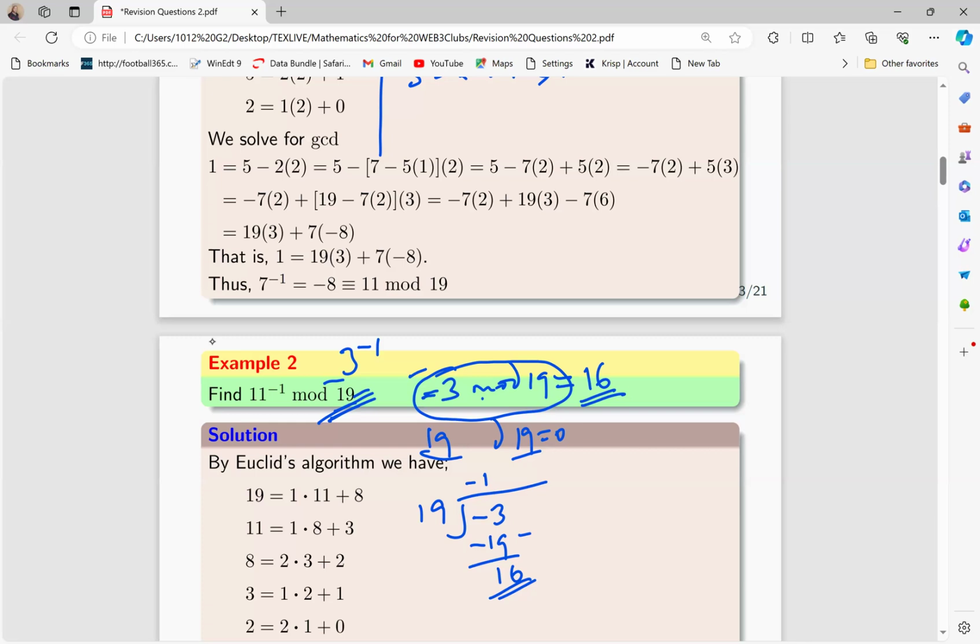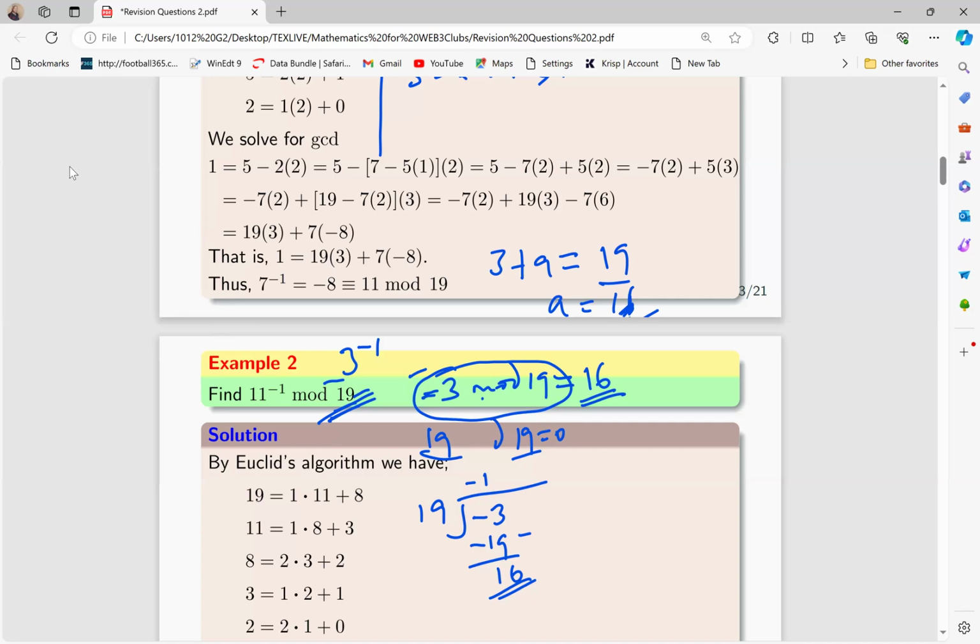And what is the inverse of 3? It's that element which, when added to 3, gives you, when you talk about mod 19, 19, but 19, of course, is 0. Is that okay? So that element, therefore, is 16. That is the inverse of 3. Is it clear?